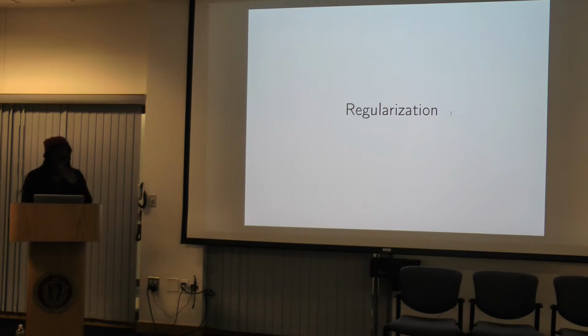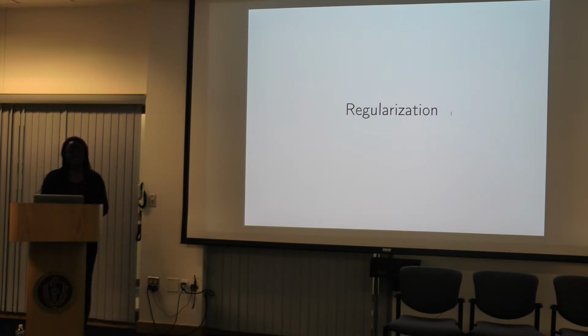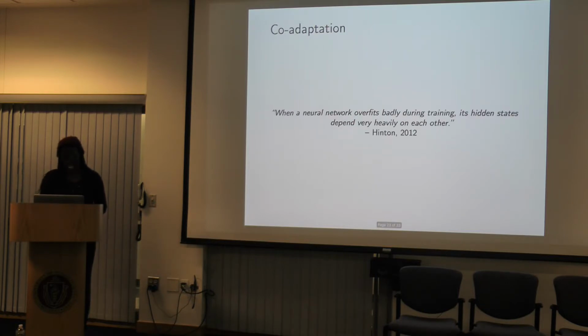So I'll switch gears to regularization. One problem that I mentioned at the beginning is that these deep sequence models are very prone to overfitting because they have high capacity. There's this quote from Hinton that I like a lot because I feel it's very intuitive. It says, when a neural network overfits badly during training, its hidden states depend very heavily on each other. Remember, the RNN has your input layer, then a stack of hidden states, and then you use those hidden states to produce your output. What he's saying is that when it's overfitting, those hidden states across layers and across time steps are very codependent. That's usually called co-adaptation, and intuitively we don't want that to happen if we want to avoid overfitting.